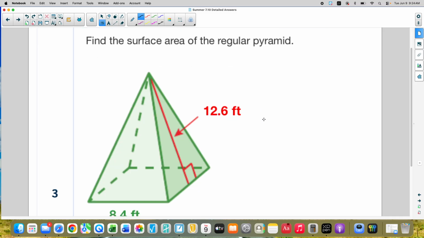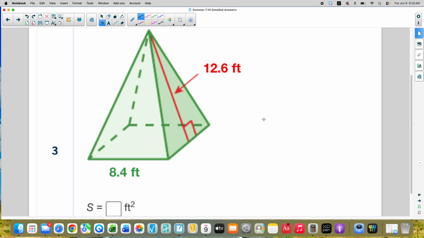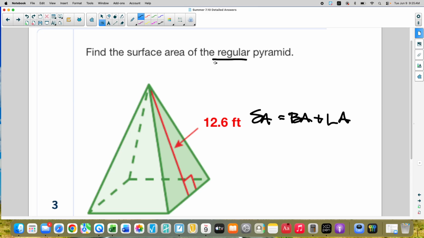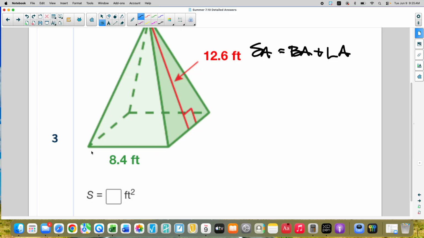Find the surface area of a regular pyramid. Ooh, I like this. This again is still surface area equals base area plus lateral area. Now the base area, there's only one base, so we don't have to multiply it by 2. And it said it was a regular pyramid. That means the base is a square. Regular means all sides are equal. So this is going to be one base, which is s squared, the area of a square, plus the lateral area.